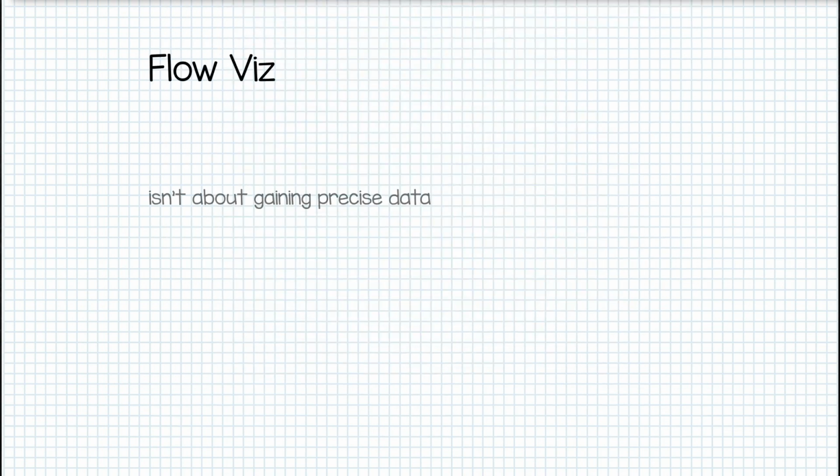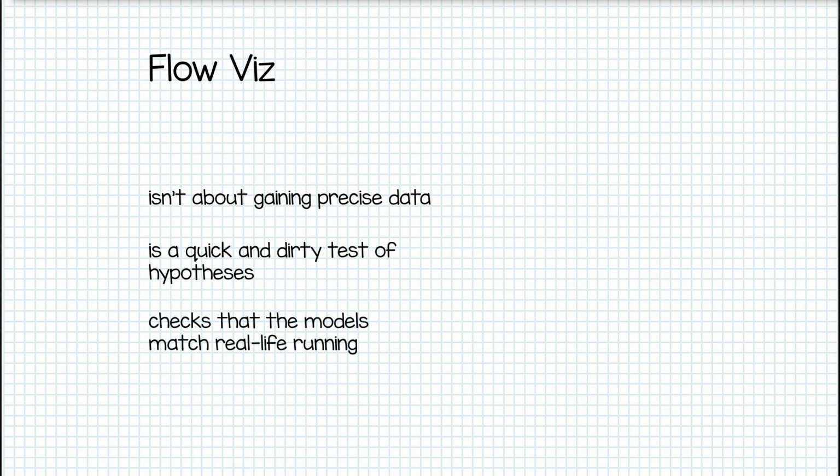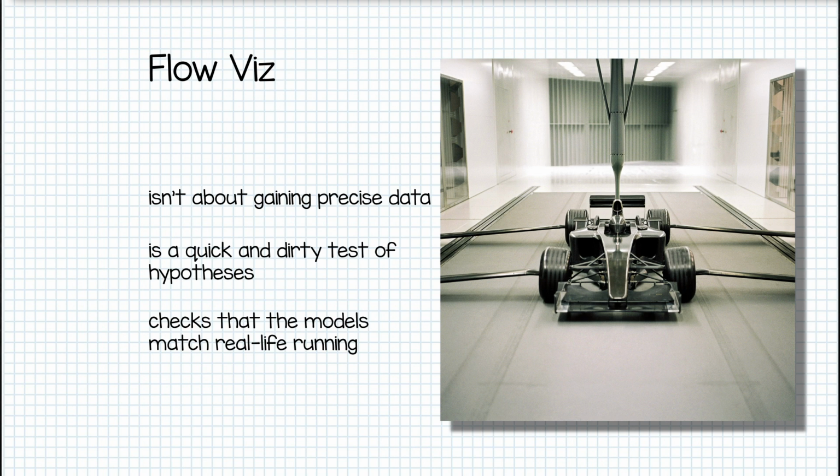Now, importantly, the point of Flow Viz isn't really to gain much quantifiable or precise data about the aerodynamics. Instead, it's a fairly quick and dirty method to double check that the computer models and wind tunnel tests corroborate with real life running. Teams can't fully replicate the many eccentricities of the real world from inside their own HQs, though Lord knows they've tried.